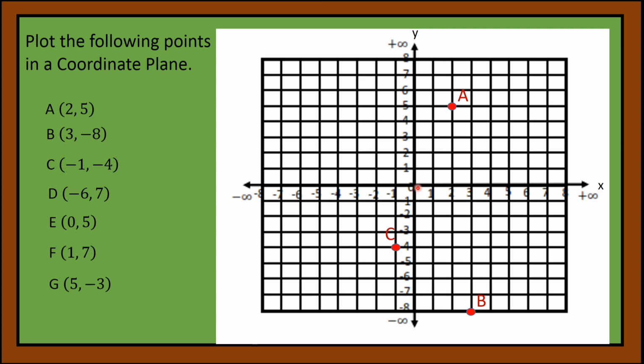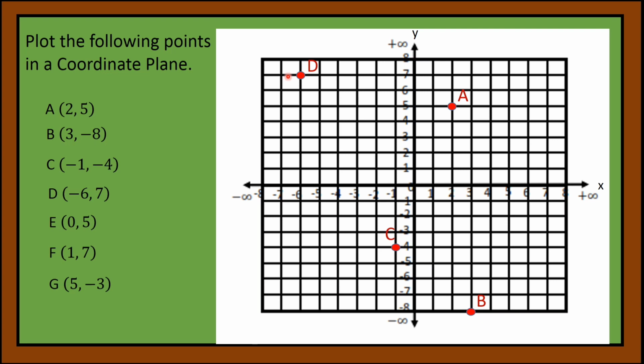So negative 6 can be found on the x-axis from the point of origin going to the left: 1, negative 1, negative 2, negative 3, negative 4, negative 5, and then negative 6. And then positive 7 on our y-axis can be found from the point of origin upward. So we have here positive 7. So negative 6, positive 7 can be found in this quadrant. Okay? So we have here point D.